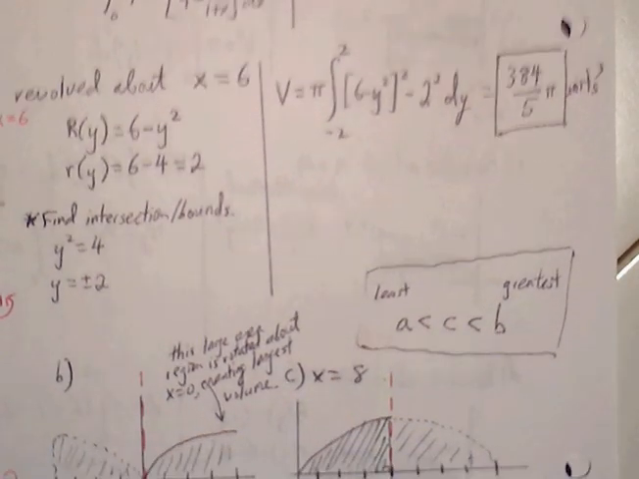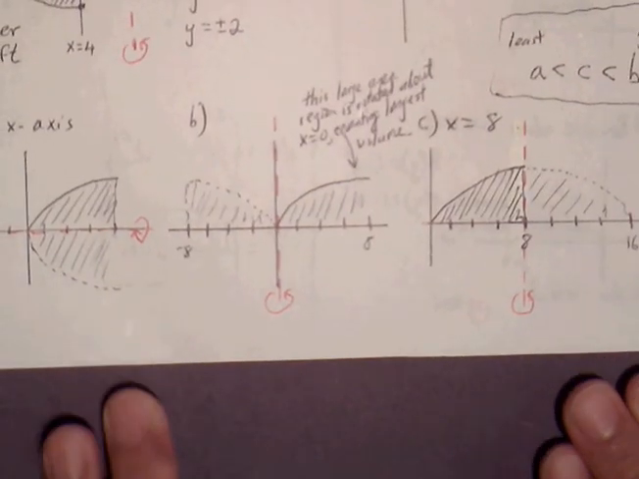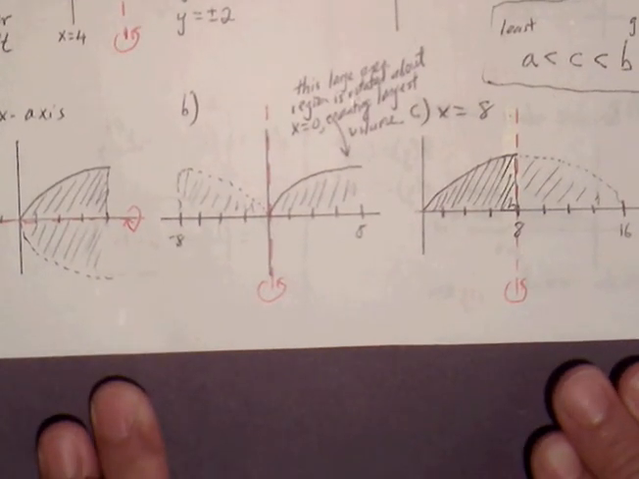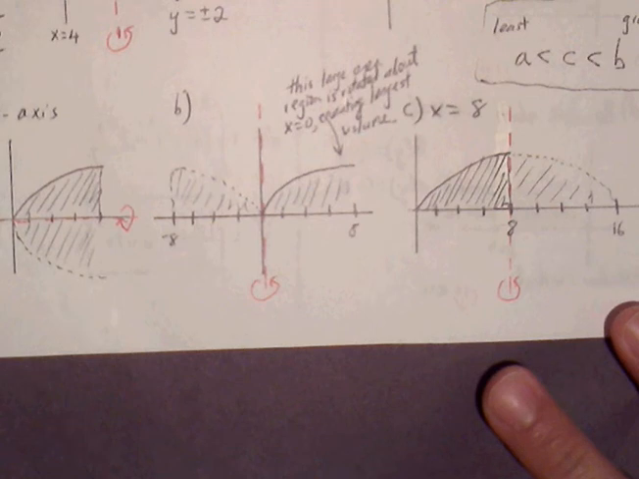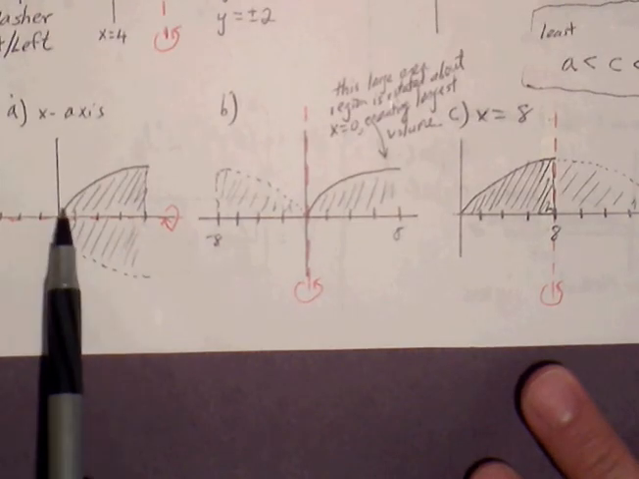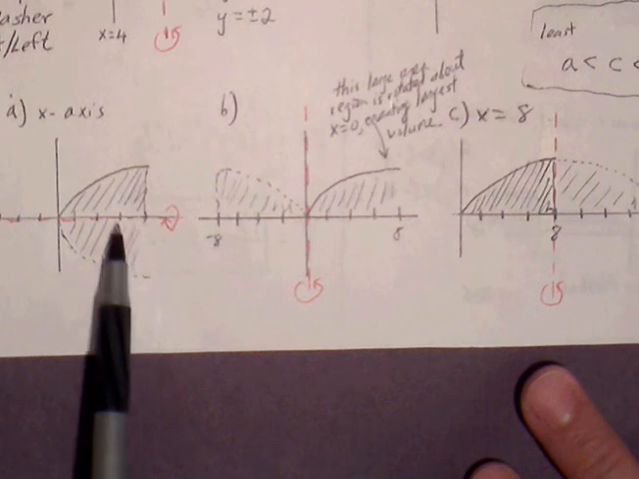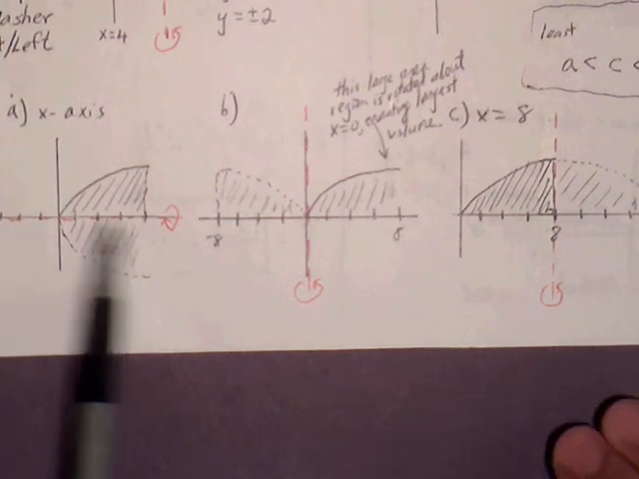46, we're given 3 volumes, and we have to determine which one will create the largest volume, which one's the middle, and which one's the smallest. So first we have a shaded region that is revolving about the x-axis. There's no gap. This is just going to be using the disk method.